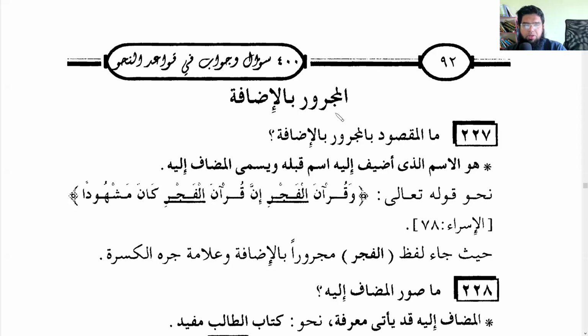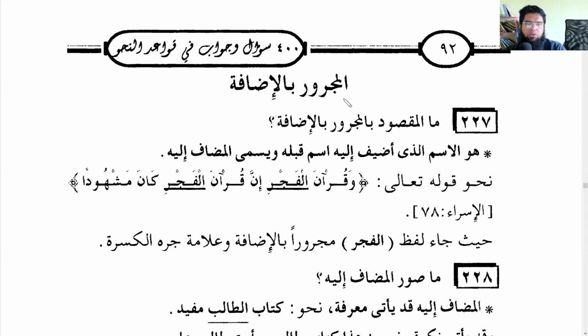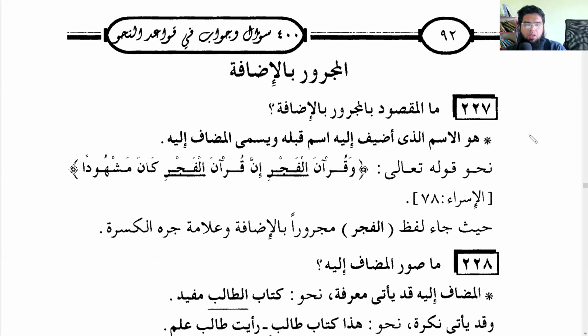We are doing 400 questions in Nahu, and today we have المجرور بالإضافة. Question number 227. Something which is majrur, that is, gets a kasra or its subordinates, with إضافة. ما المقصود بالمجرور بالإضافة؟ What is intended by مجرور بالإضافة؟ والاسم الذي أضيف إليه اسم قبله ويسمى المضاف إليه.